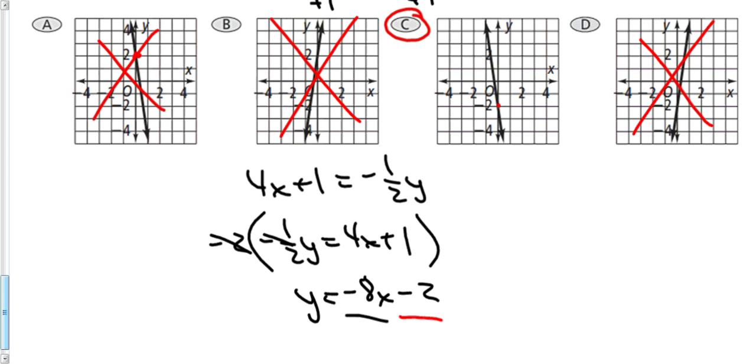Right. And that's the end of section 2-3, linear functions and slope-intercept form.